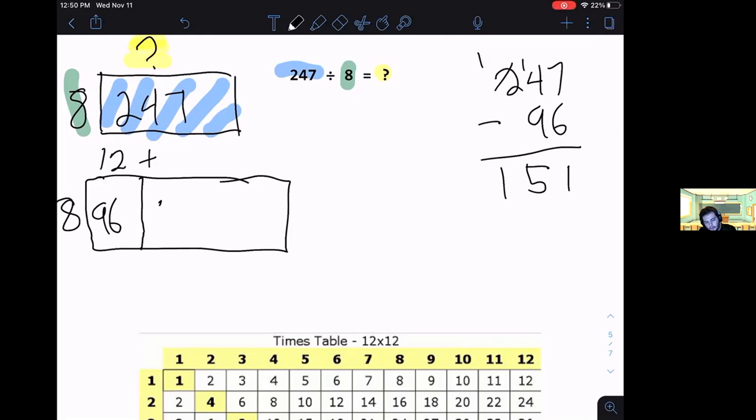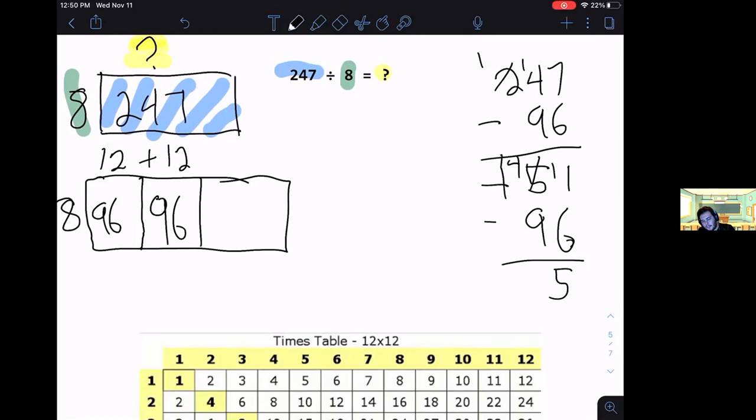And you know what? We're going to go ahead and do that again. So we have 9, 6, 12. Now we're subtracting another 96 because we need to get as close as possible. 4, regroup, 11, take away 6, 5. 14 minus 9, 5. We have 55 left.